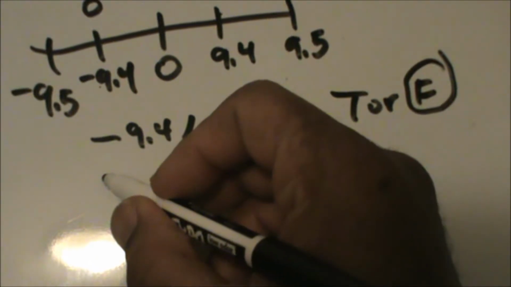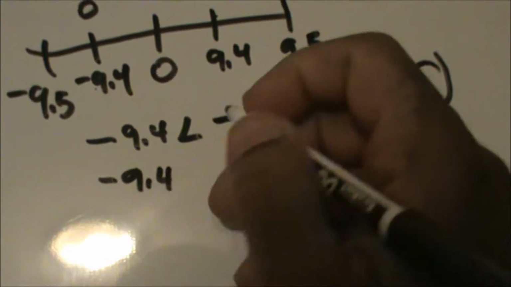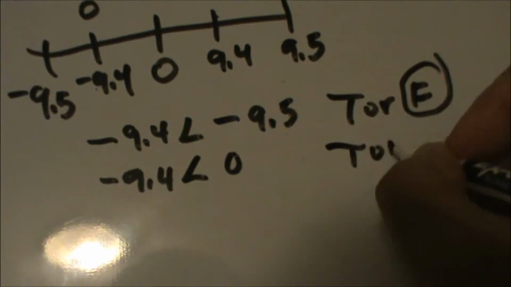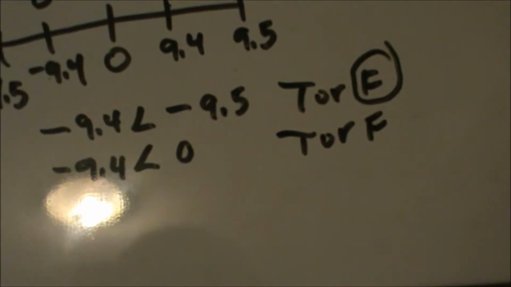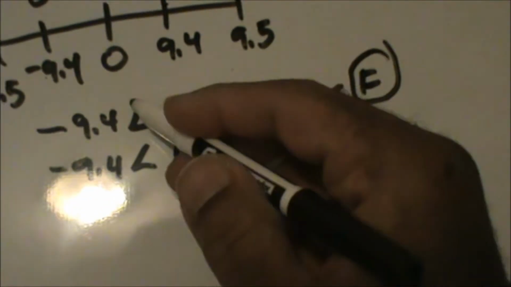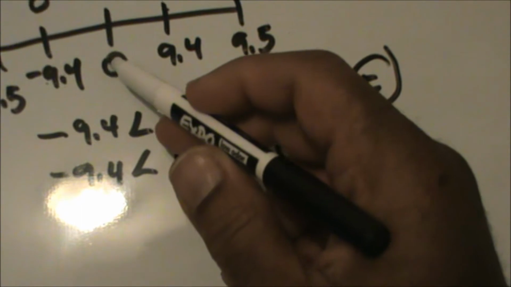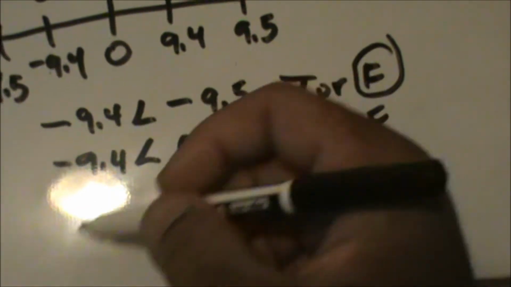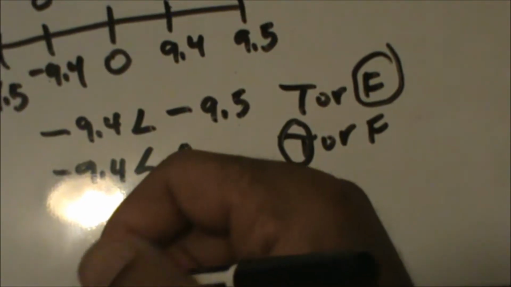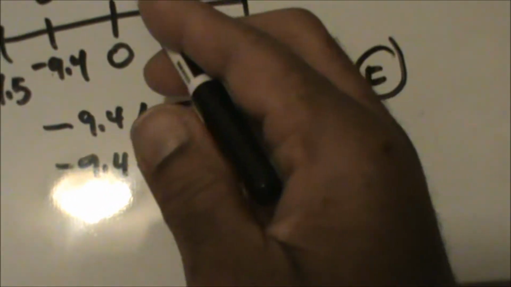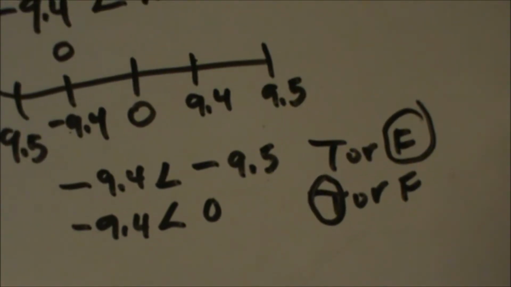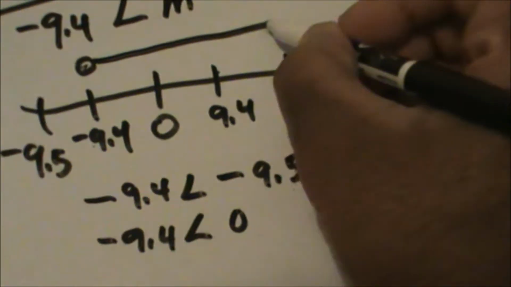Let's say negative 9.4 is less than 0. True or false? Yes, that's true, because any negative number is less than 0. 0 is greater than all the negative numbers, so that should be an easy one. Anytime you're comparing negative numbers involving the inequality sign, you can always use 0, because 0 is greater than all negative numbers. So in this case, this will go in this direction.